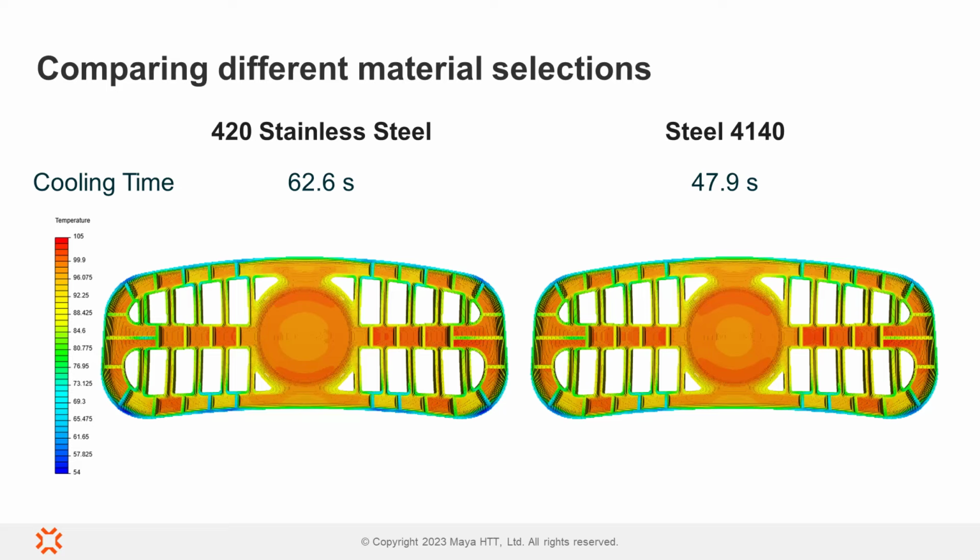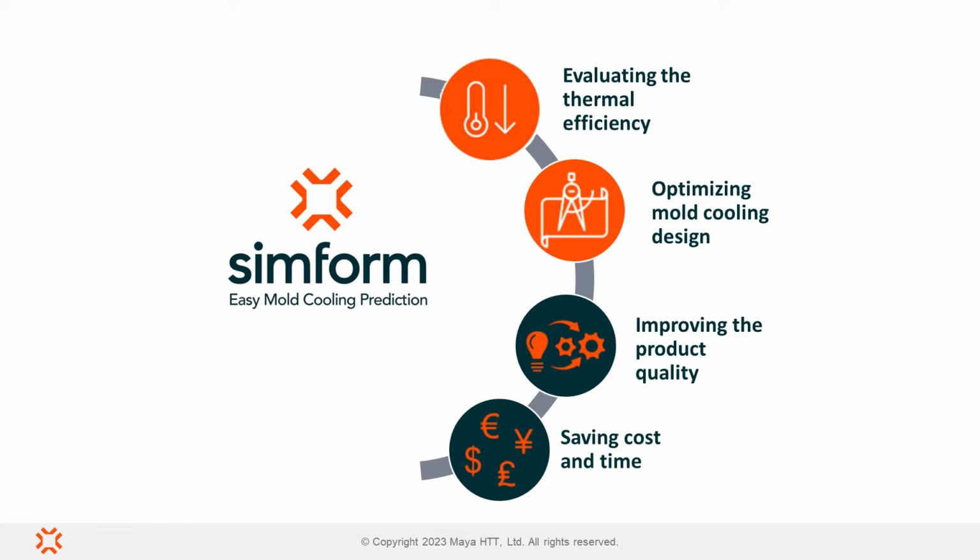Selecting the right material is critical for the success of the molten plastic molding process, where material properties play a key role in determining the quality and efficiency of the final product. You can use SimForm to conduct multiple simulations to evaluate the thermal efficiency of various mold and plastic materials. It lets you make a stronger business case for investing in higher-priced or faster-wearing materials, which can optimize the mold cooling process. This leads to improved product quality, shorter cycle times, and ultimately cost savings.